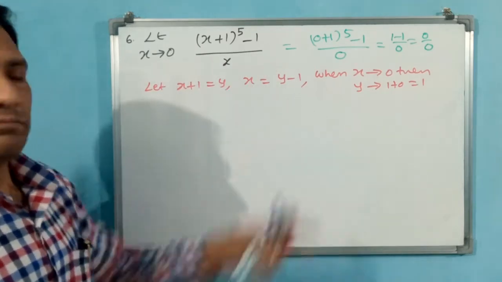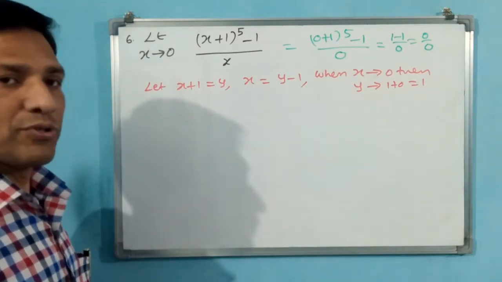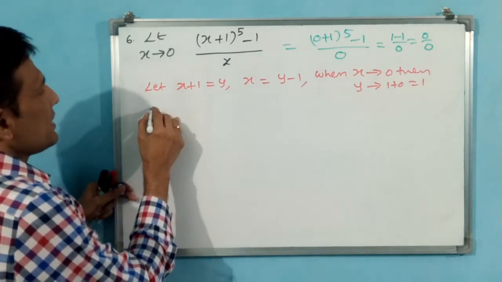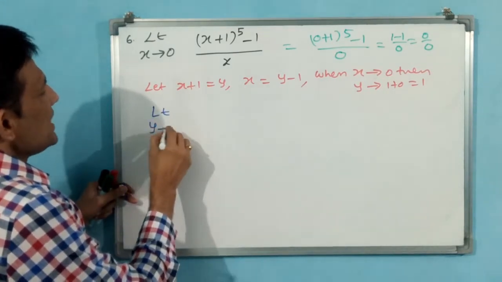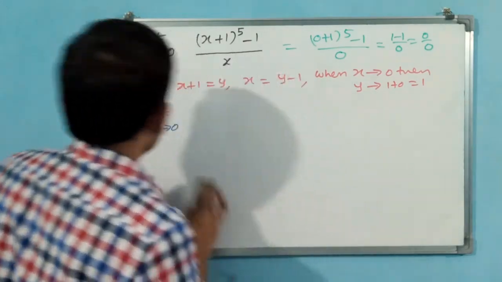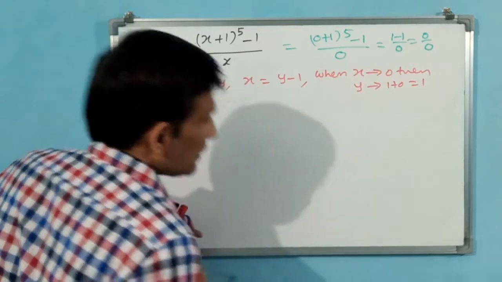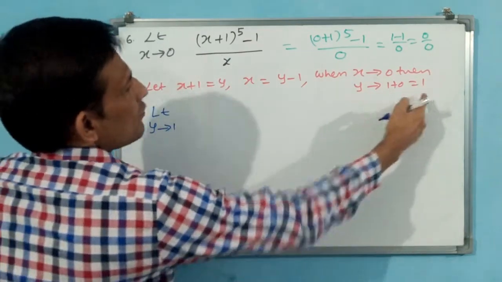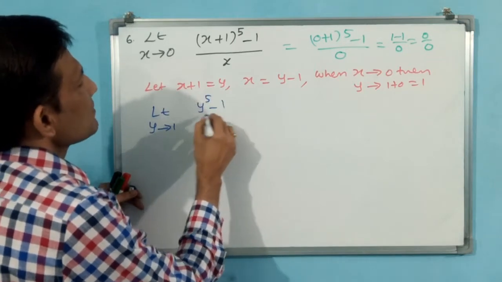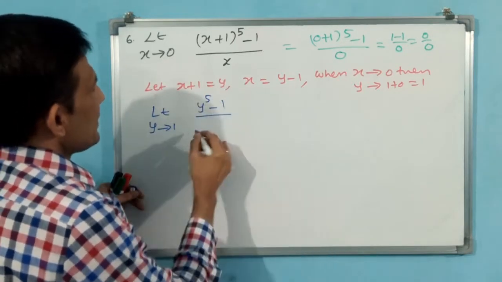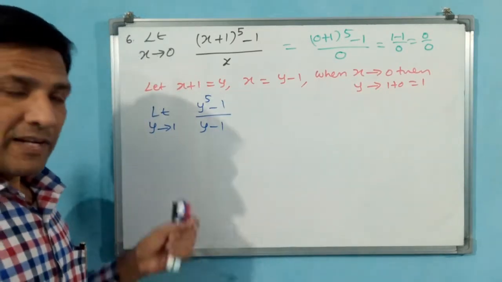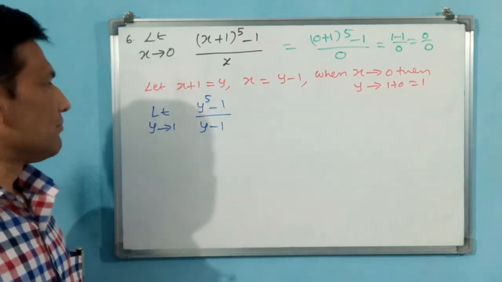Okay. What else you want? I think all we have done. Then we directly substitute. Okay. Now you see what I am writing. Limit y tends to 1, sorry, y tends to 1, not 0. Limit y tends to 1, y to the power of 5 minus 1 by y minus 1. Okay. Now after writing this, then you memorize one formula.